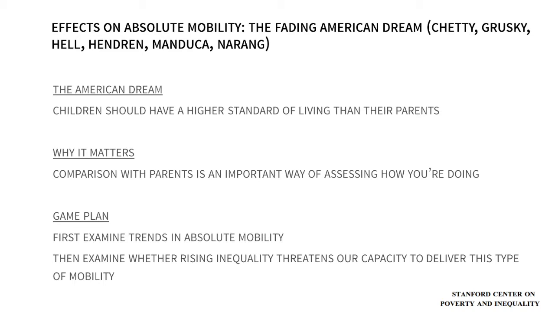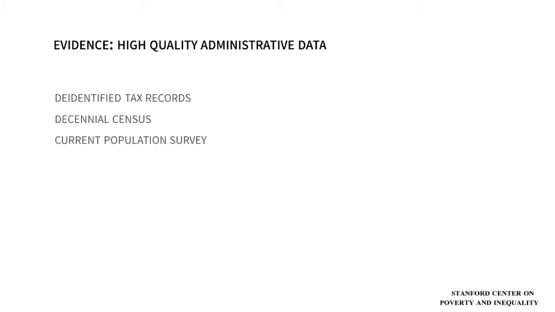So I'm going to first examine trends in absolute mobility using de-identified tax records, the decennial census, and current population survey data. I'm not going to go into great detail as to how we constructed these trends, but I just want to get to the bottom line results. Again, what we're asking is whether or not children are making more than their parents. We're comparing children's household income at age 30 against the household income of parents when they were also roughly age 30, correcting for inflation so we're using the same metric. So, are children doing better than their parents?